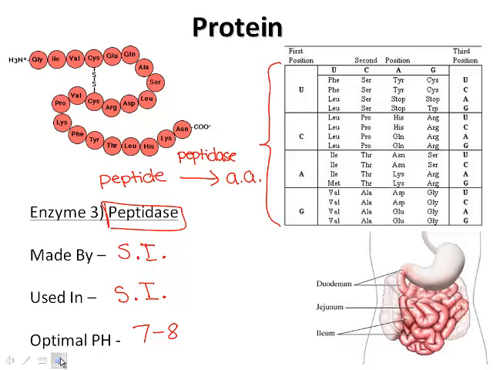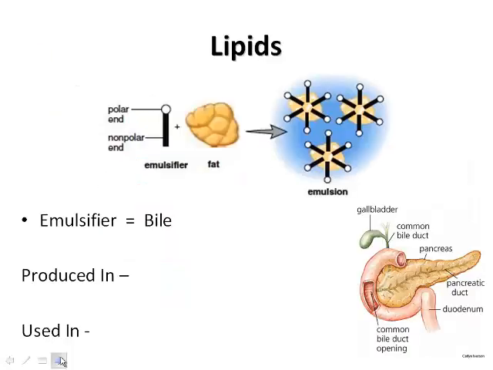So last but not least, lipids. With our lipids, we have a 1 star, and the 1 star means we have one enzyme, but we have another very important liquid that is used in order to break down lipids. We call it an emulsifier, and this emulsifier is bile. Emulsification of a lipid is basically physical digestion.